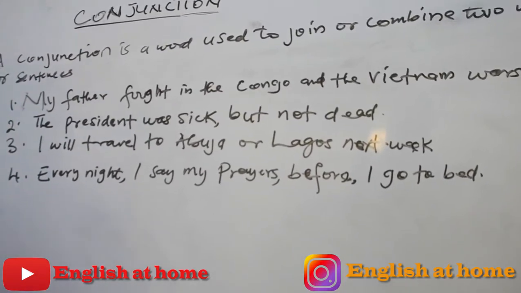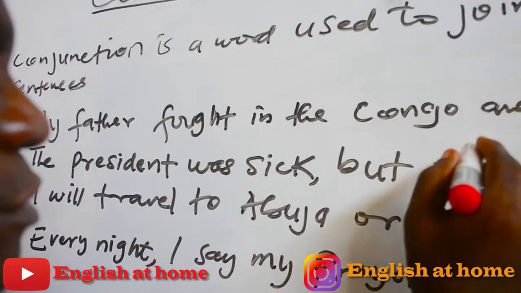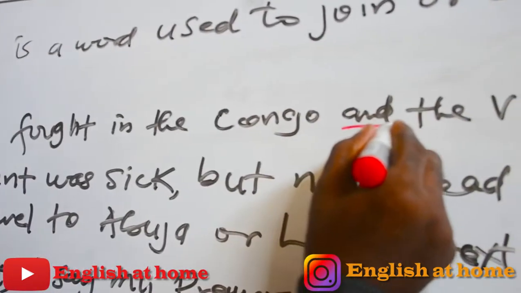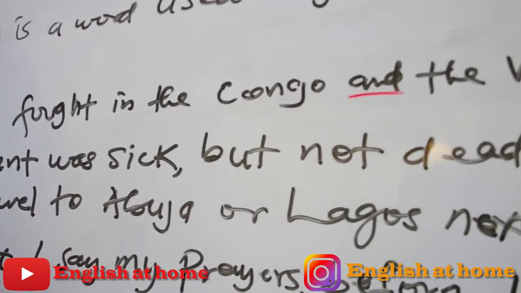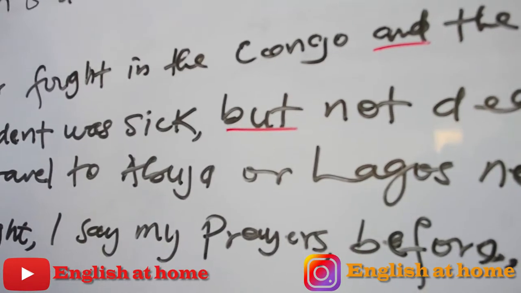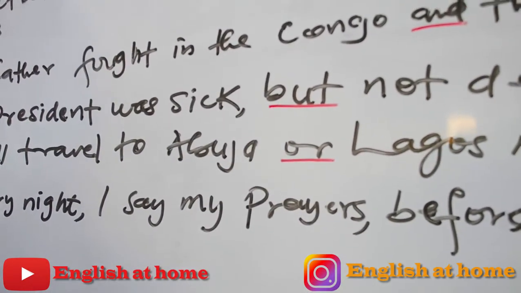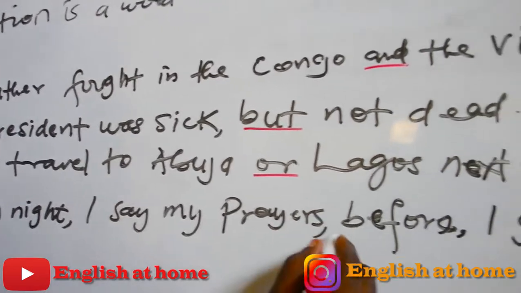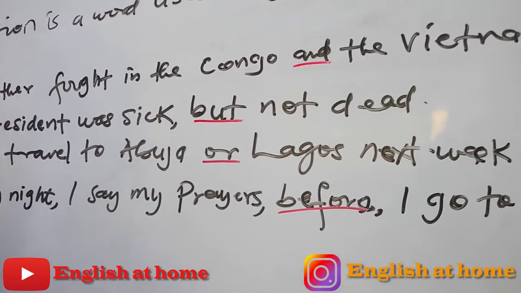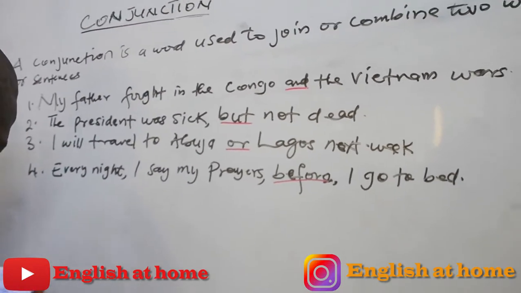I'm going to underline the conjunctions in the four sentences. My father fought in the Congo and the Vietnam Wars. The president was sick, but not dead. I will travel to Abuja or Lagos next week. Every night I say my prayers before I go to bed. That is before. So you look at those sentences very well.